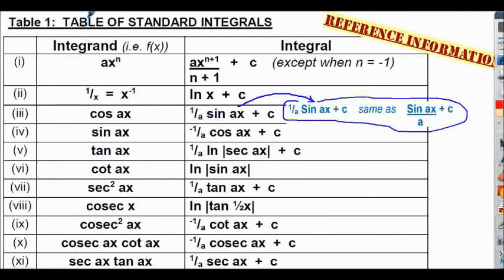Some reference information here. This is a table of standard integrals. We'll be referring to some of these throughout the presentation. Just notice here the format used sometimes confuses students. If you consider the integrand cos ax, it integrates to 1 upon a multiplied by the sine ax plus c. But note that's the same as sine ax divided by a plus our constant of integration c. The fraction sometimes confuses some students. Same with the integrand sine ax, that integrates to negative 1 upon a multiplied by cos ax plus c. But that could be written as negative cos ax divided by a plus c.